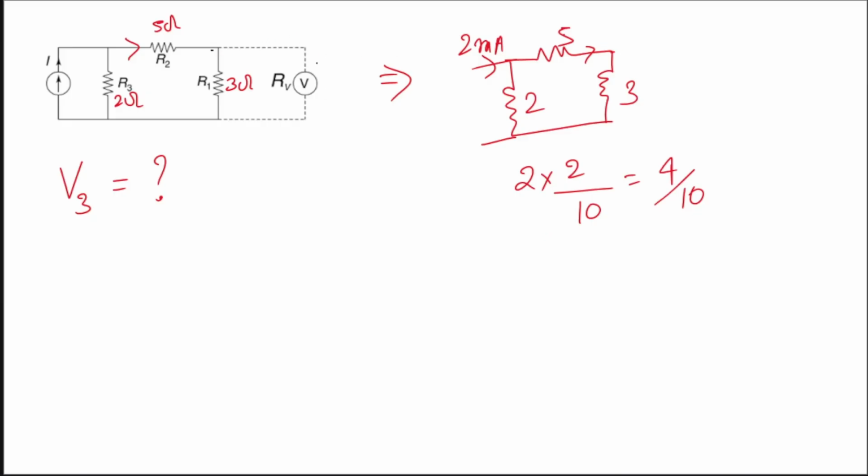We know current flowing in this branch is how much? That is your 4 by 10. This is, let's call it I1. So this is your I1. Now what will be voltage across 3? That will be equal to 3 into 4 by 10. So that will be how much? That will be 12 by 10. ठीक है. So this is 12 by 10 volt.